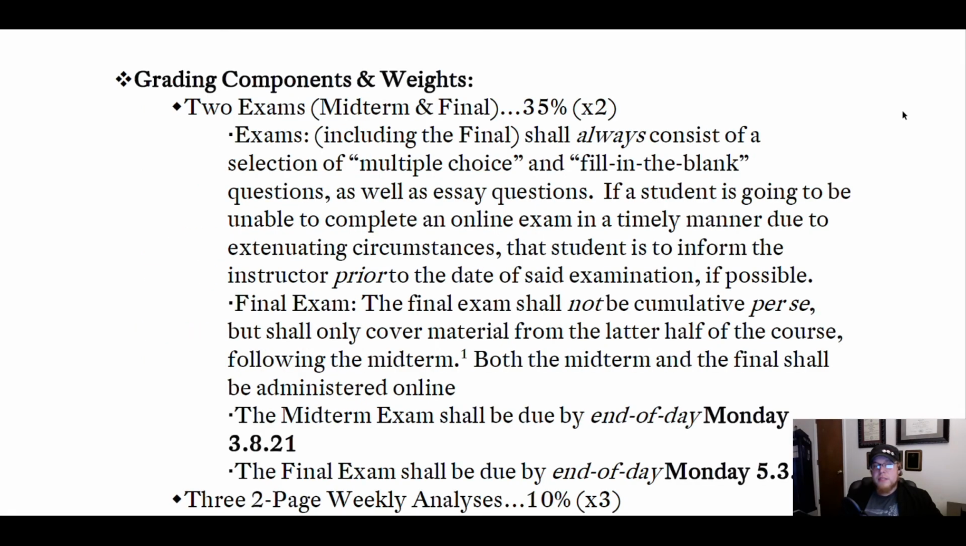Now let's get into assignments for the class. So for this class, there are 5 assignments: 2 exams, 3 weekly analyses. So here's the way the exams work. There's 1 midterm, 1 final, and I've got the dates for them in here. Now, we won't be having an in-class exam. I'm going to have all the exams be online entirely. Reasons for that, I think it's logistically easier. It doesn't waste class time.